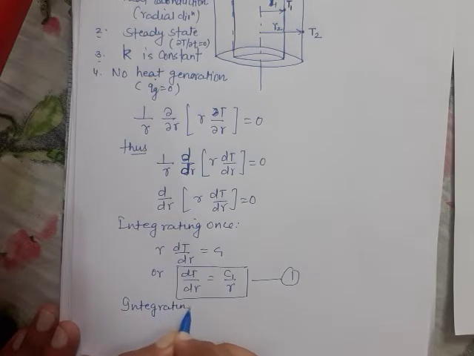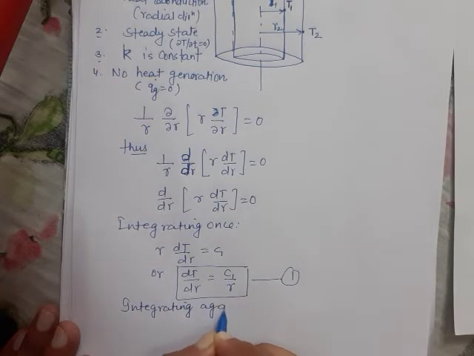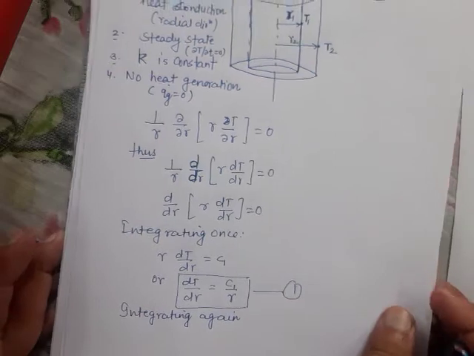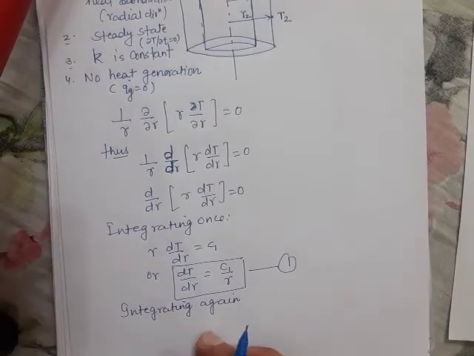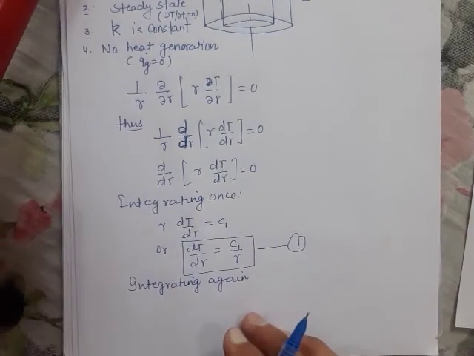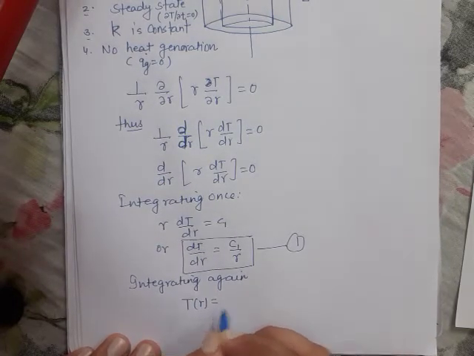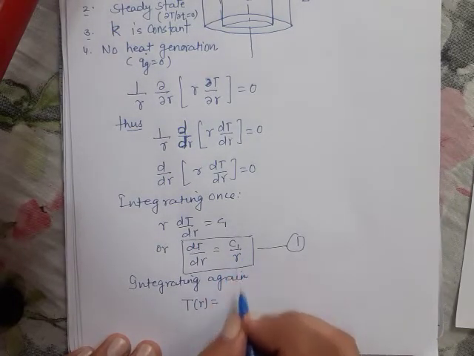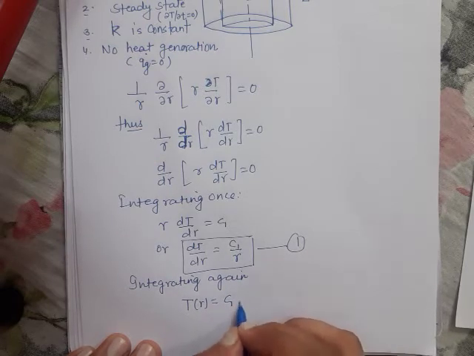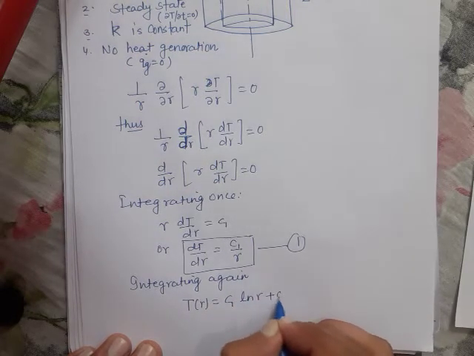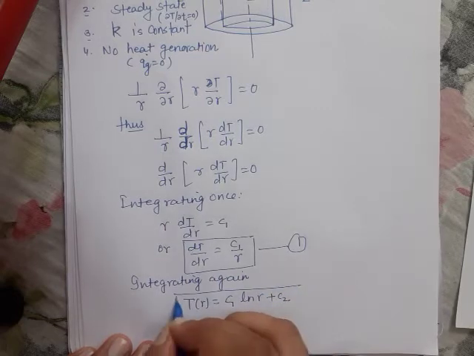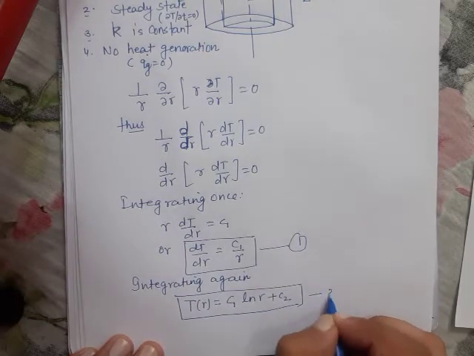Integrating again. If we integrate this equation again, what are we left with now? We will have T as a function of r equals C1 upon 1 by r. C1 is constant, and the integral of 1 by r will be log r, plus some constant of integration C2. This is equation number 2.